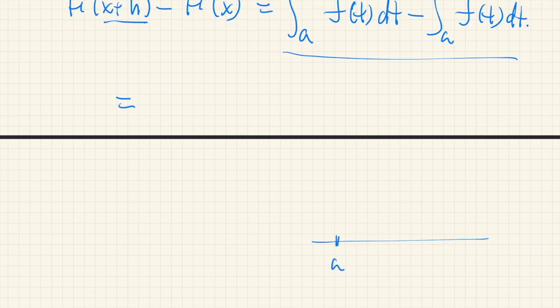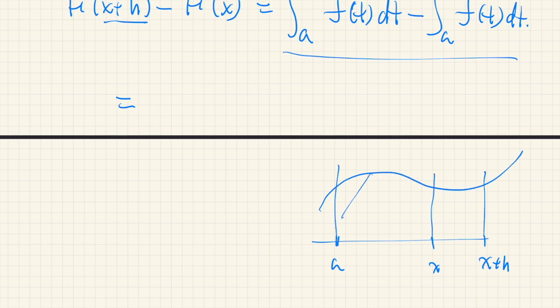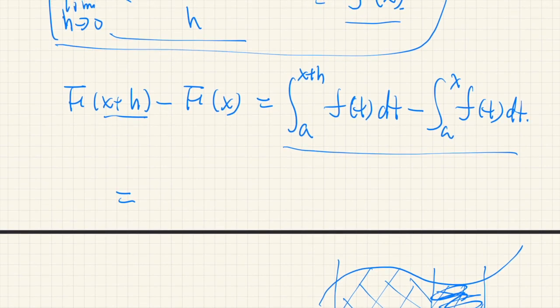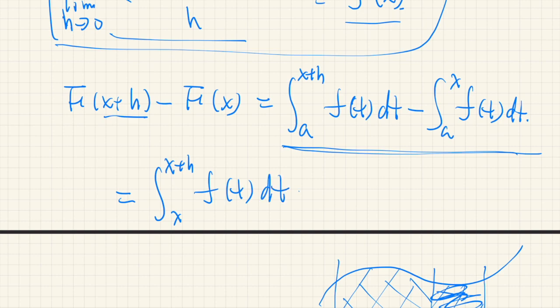Suppose we are integrating from a to x and a to x plus h. So the function is something like this. And we first calculate this part and subtract from that this part, right? So the result is this part. Okay, so that means this difference of integrals becomes the integral from x to x plus h of f of t dt, right?